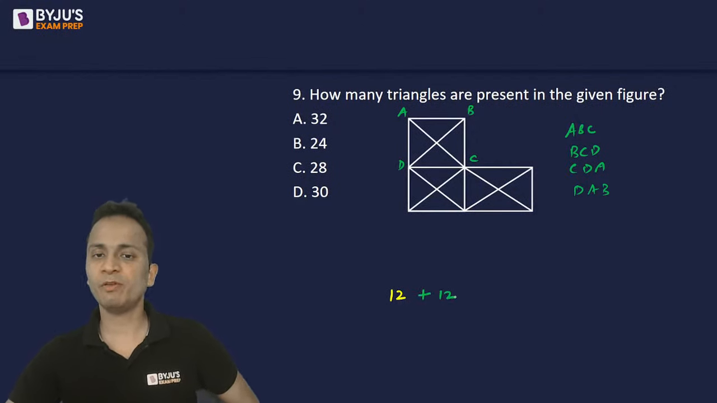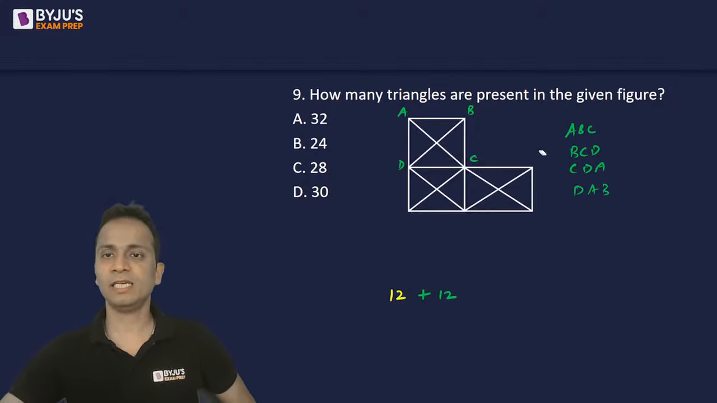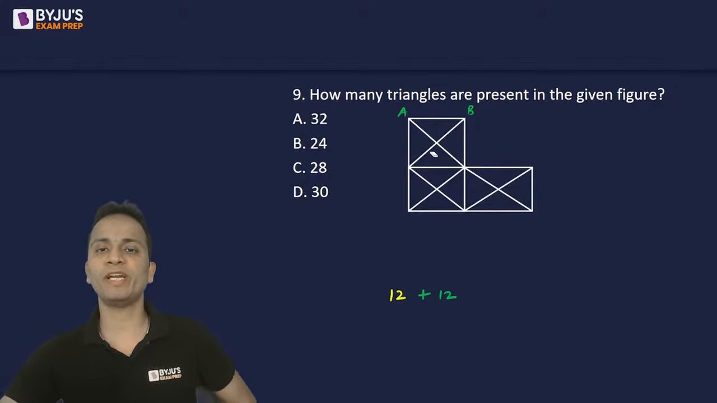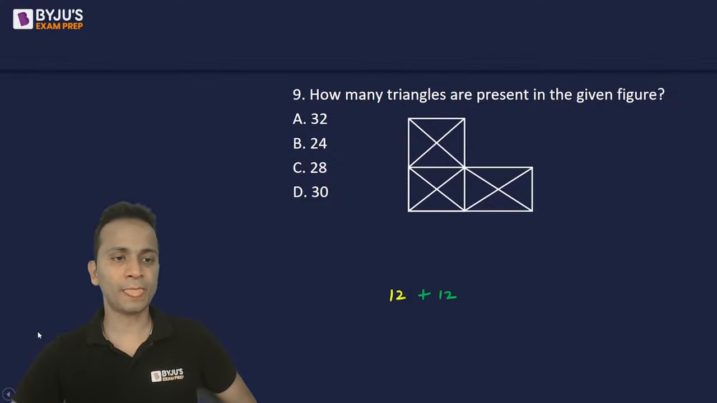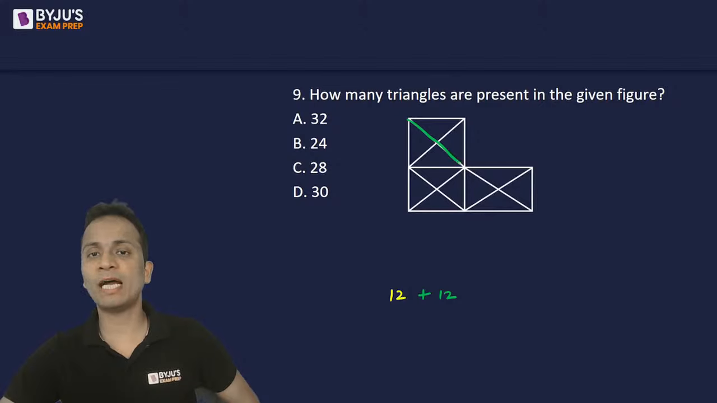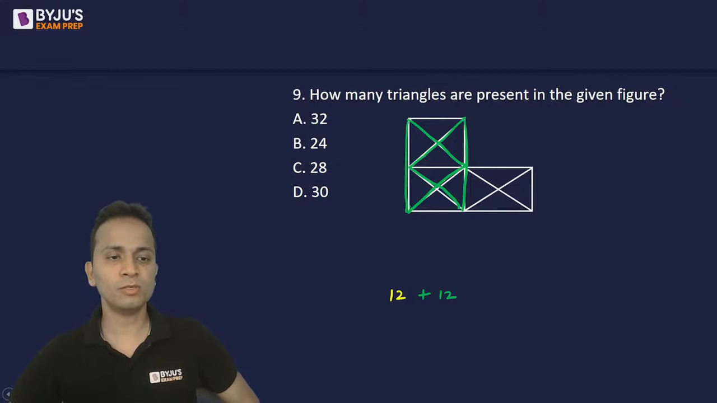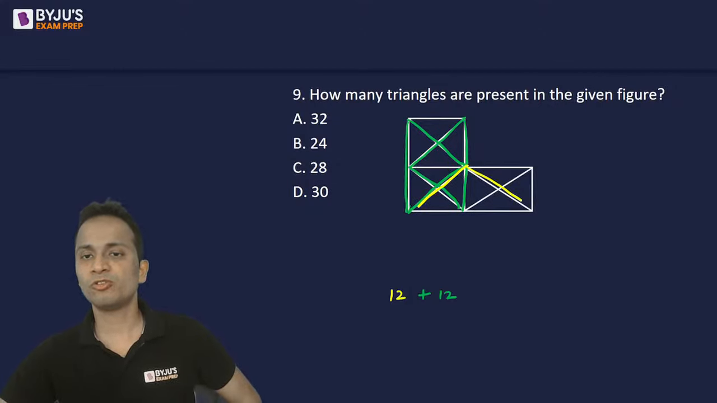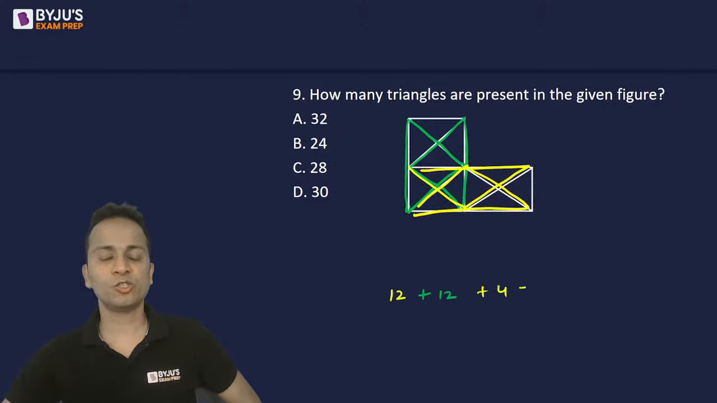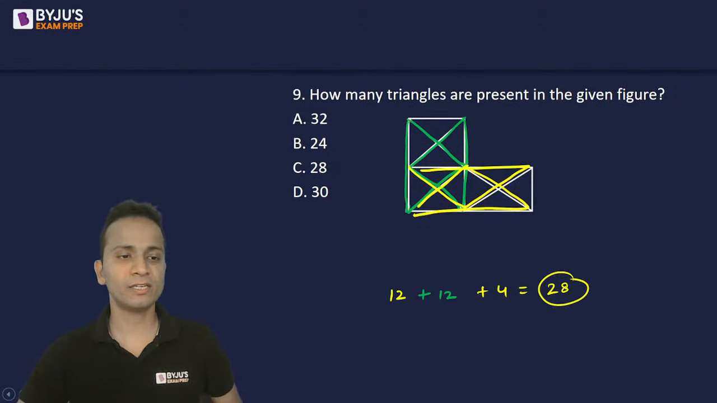So there will be 12 more triangles. Done. So what is the total now? 12 plus 12, 24. Now do we have any other triangles? Yes, I have. If you look at this, this is also a triangle. Okay? 1, 2. Similarly, another 2 will be drawn here. 3 and 4. So these are another 4 triangles. So 12 plus 12 plus 4, that is 28 triangles are there up till now. Right? So 28 is clear.